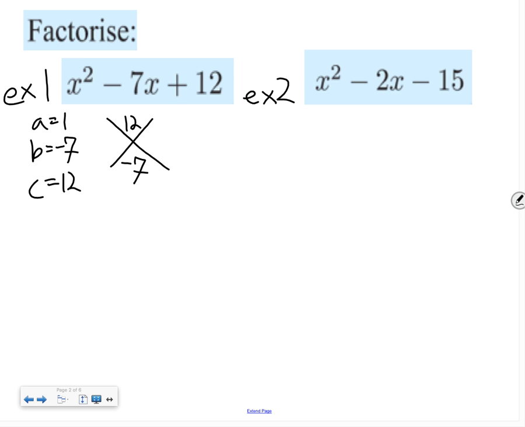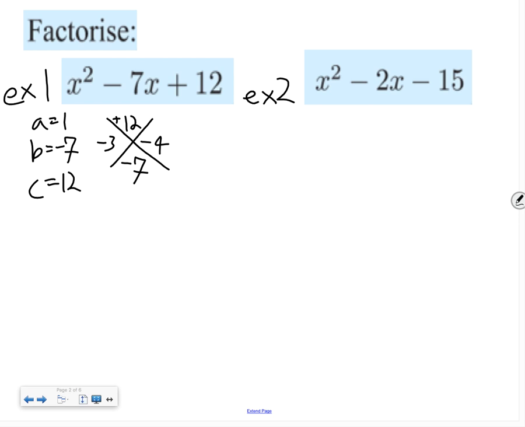Well, if this one's positive and this one's negative, that tells me they both have to be negative, because if they're adding to negative 7, then one of them must be negative. But if they're multiplying to something positive, that tells me they both have to be negative. So I see that negative 3 times negative 4, thinking about my factors of 12, will add to negative 7, so that's negative 3 and negative 4.